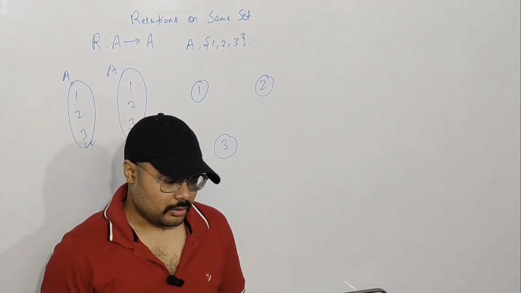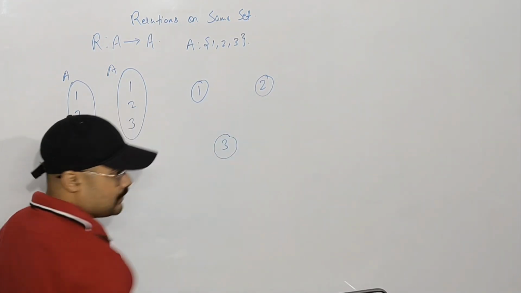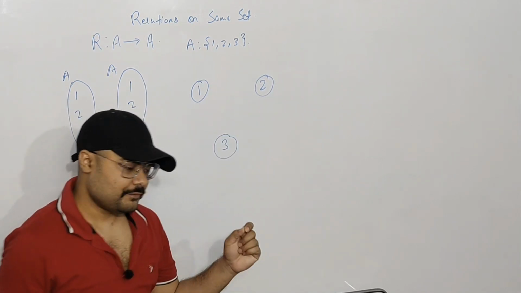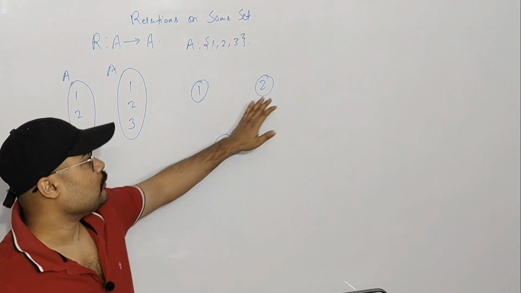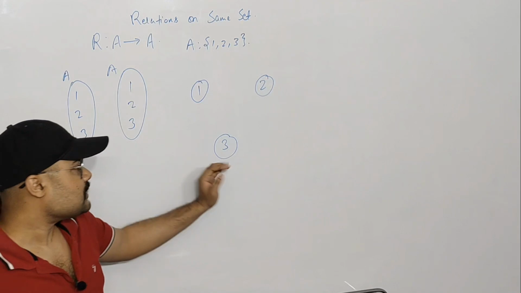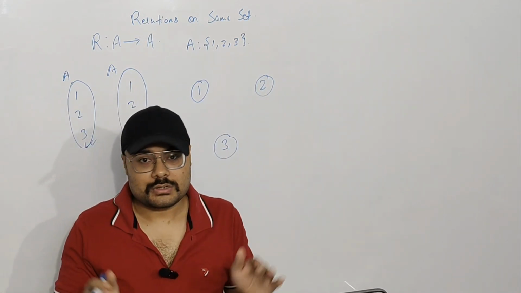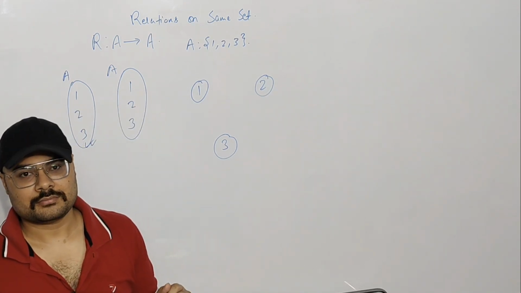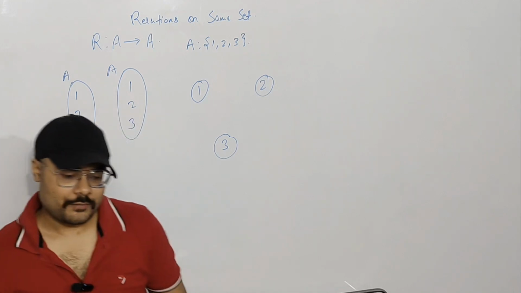Symmetric relation is like, for any two distinct elements of the set, if there is a relationship, let's say if 1 is related to 2, or 2 is related to 1, or let's say 3 is related to 2, if there is a relationship between two distinct elements, then it has to be both ways, then it will be called symmetric. So you can think of it this way.